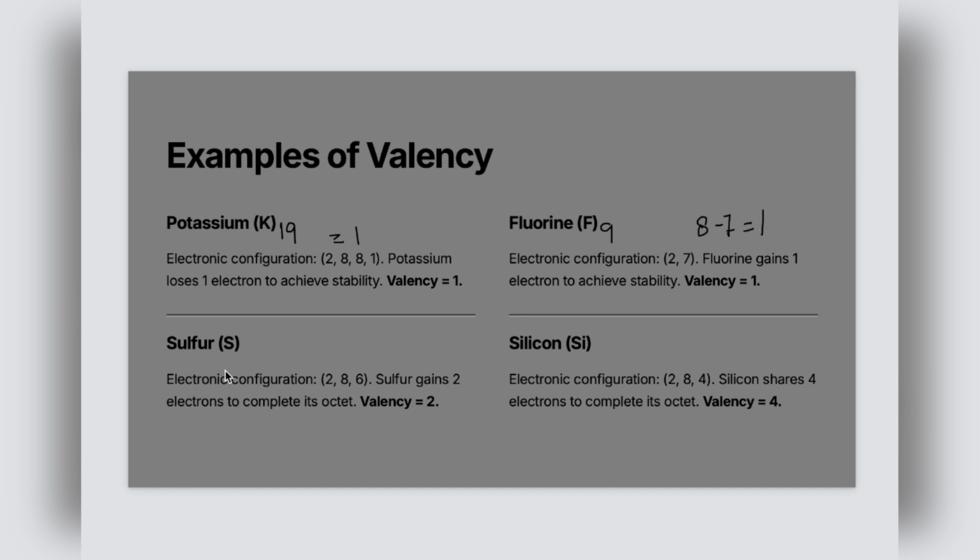In the case of sulfur, its atomic number is 16. Its electronic configuration will be 2, 8, 6. So sulfur gains 2 electrons to complete its octet. Its valency will be 8 minus 6, which is equal to 2. In the case of silicon, there are 4 electrons in the valence shell, so its valency will be 4.